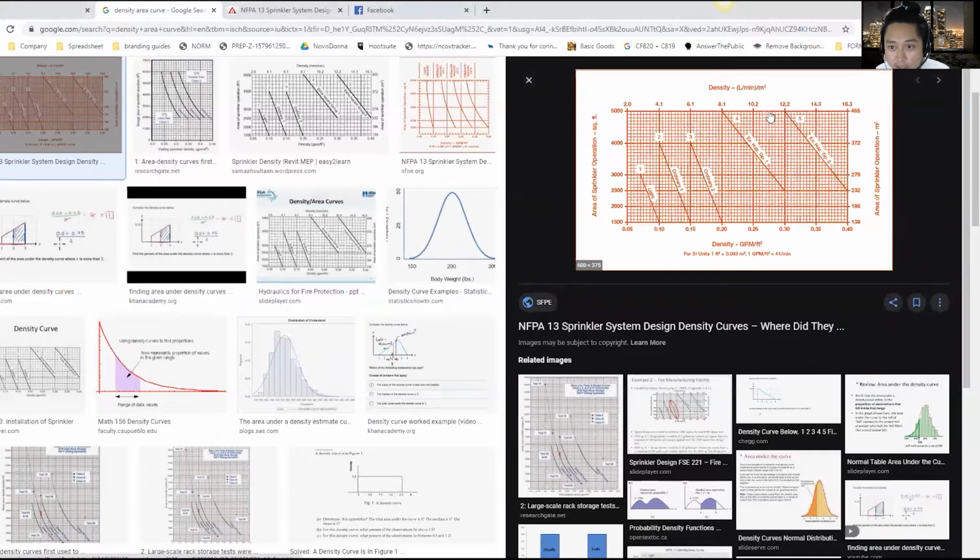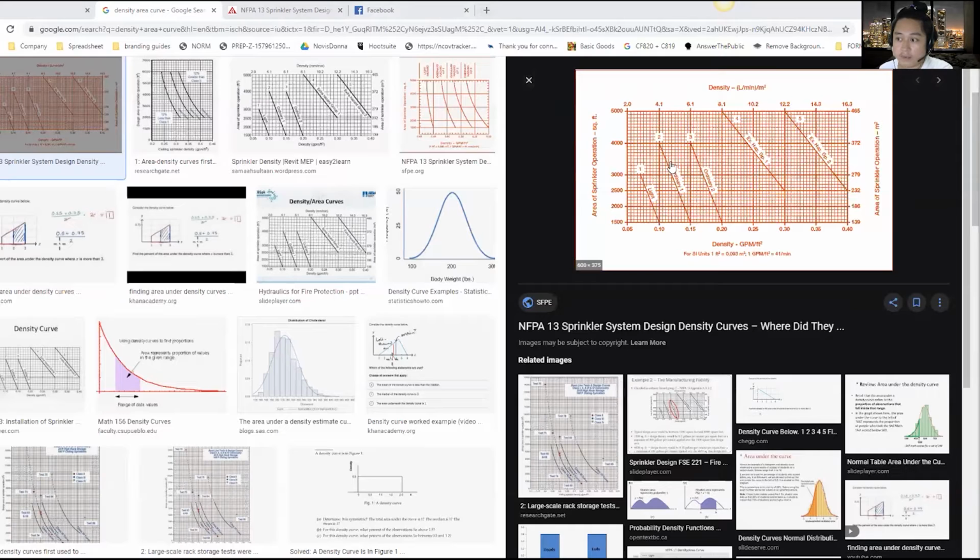So if we take a look at the curve, this is the light hazard here, and this is the density here, 0.10. We are to look for the minimum area of sprinkler operation. So if this is the light hazard, that's 0.10. Now the minimum area of sprinkler operation is 1500 square foot. Now we're going to be using that as our minimum remote area.